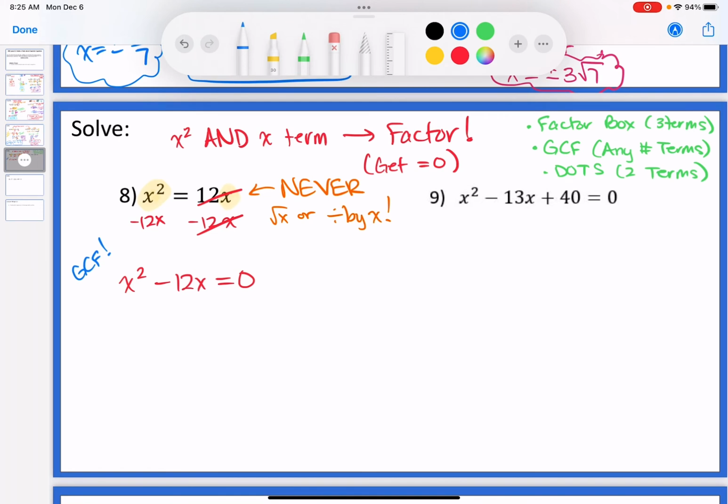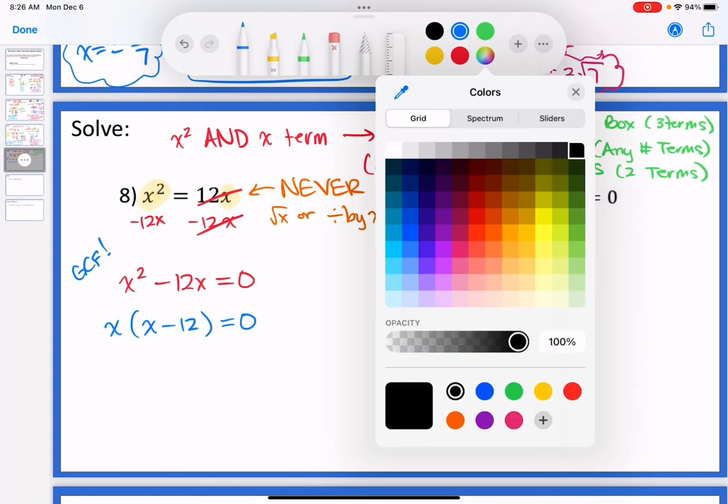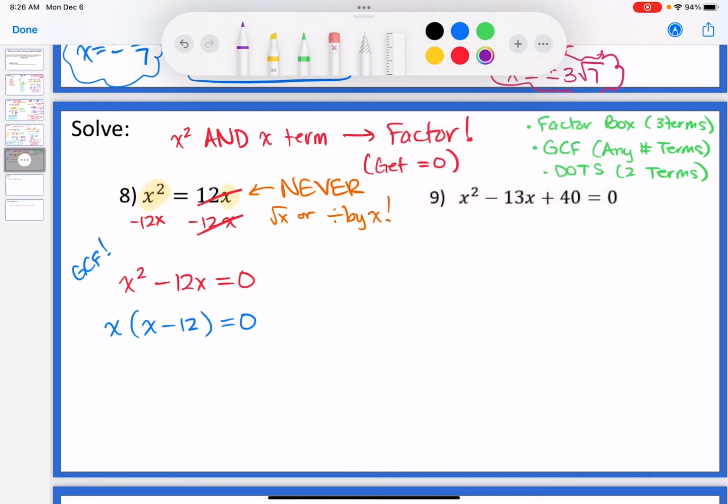What do these 2 terms have in common? They both have an x. So x is my GCF. What do I have? X times what gives me x squared? X times x. X times what gives me negative 12x? Negative 12. All right, so when I factor by GCF, I take that GCF out in front, put parentheses. Whatever I would have to multiply by to get that original polynomial is what goes in the parentheses. Now that I have my factors, the process is to set each factor equal to 0 and then solve your mini equation.